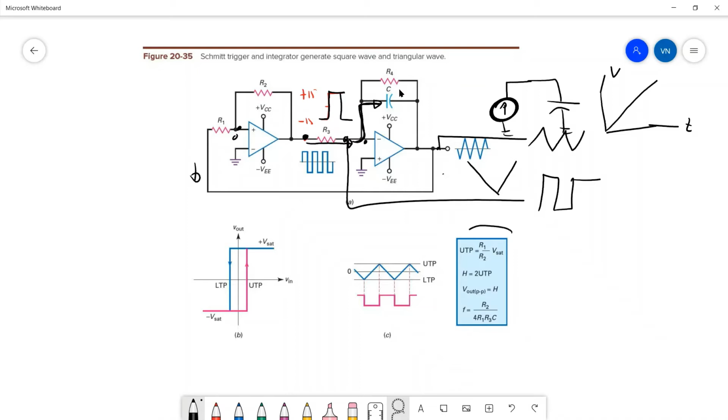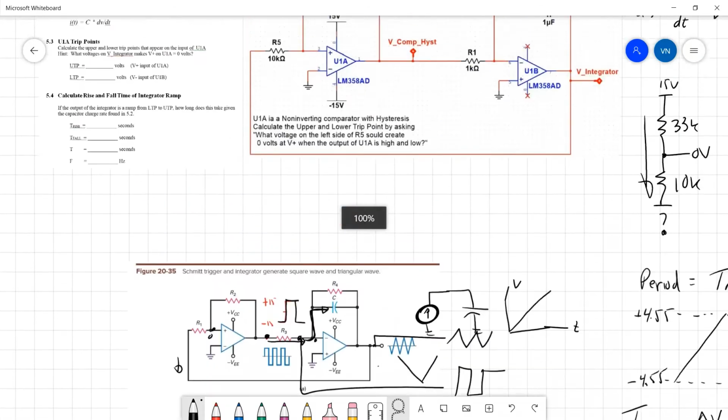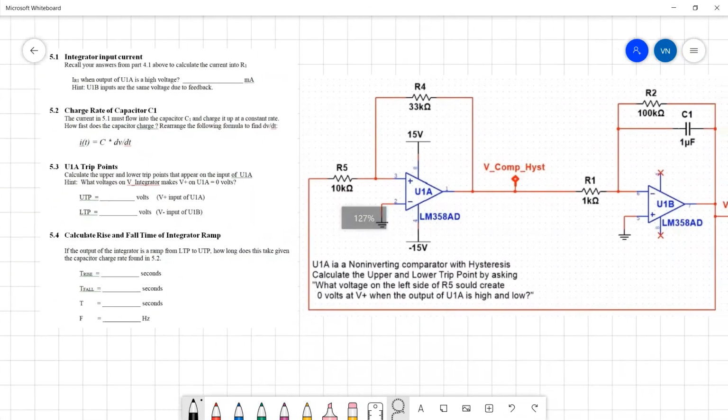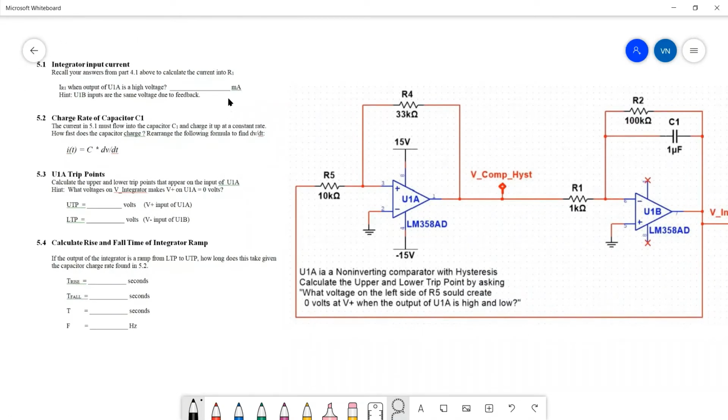And they've provided you with some formulas here, but I'm going to show you how to figure out these formulas without memorizing them. And that's essentially what I'm doing here, I'm trying to lead you through the calculations in a manner that basically helps you develop the formulas without memorizing them. So the first one says, what is the integrator input current?